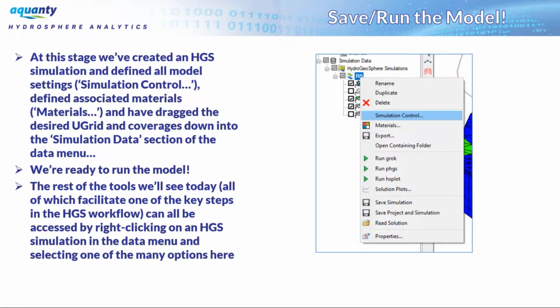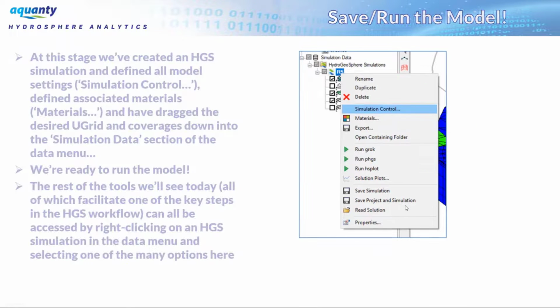At this point, we're ready to actually start running the model and constructing the input files. So this is going to take a couple of steps. What we're going to do first is right click on this simulation and choose the Save Simulation button.